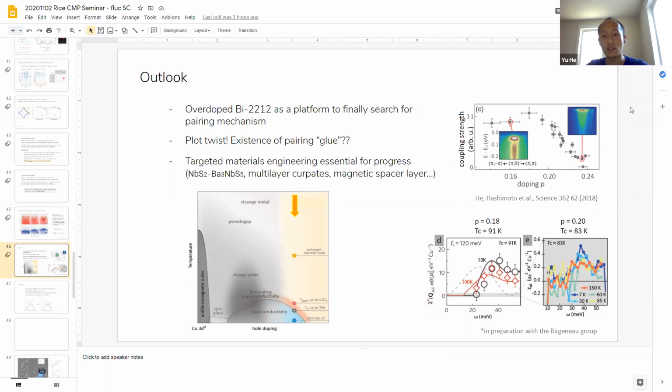But nonetheless, it's contrasted with the observation that the system seemed to still follow what a weak coupling theory would predict it to behave: a 2 delta over kBTc ratio, with the normal state being metallic. Then these two observations seem to contradict each other. Not to say that pairing glue is not there, it's just we're struggling to find that mysterious boson if it were to be in place.